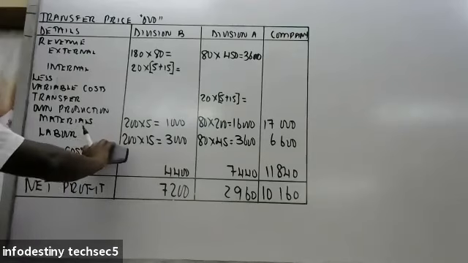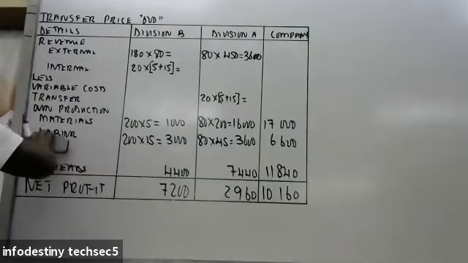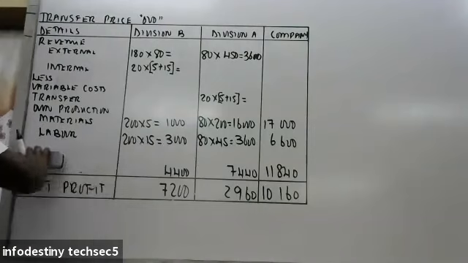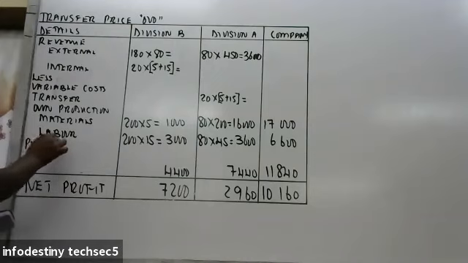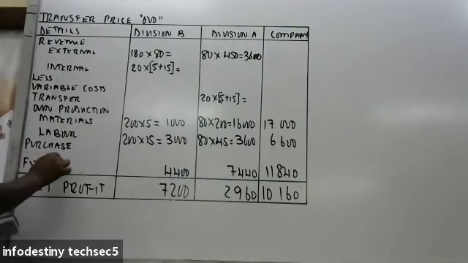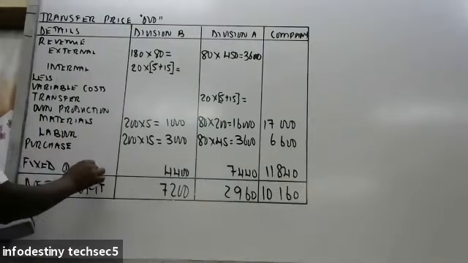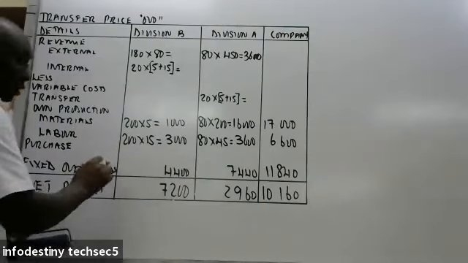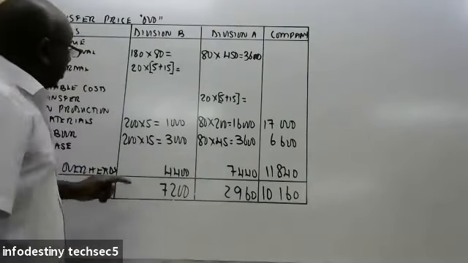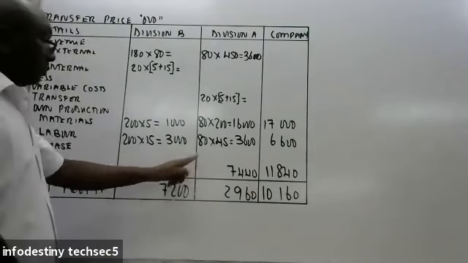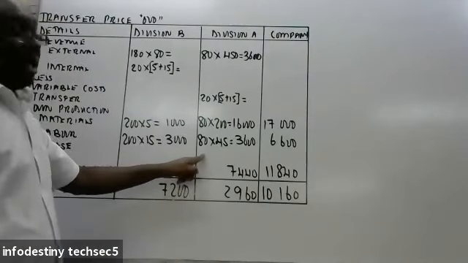Before we capture the fixed cost here, we will have what I want to call purchase. Then I will bring fixed overheads. So purchase will be here for division A.